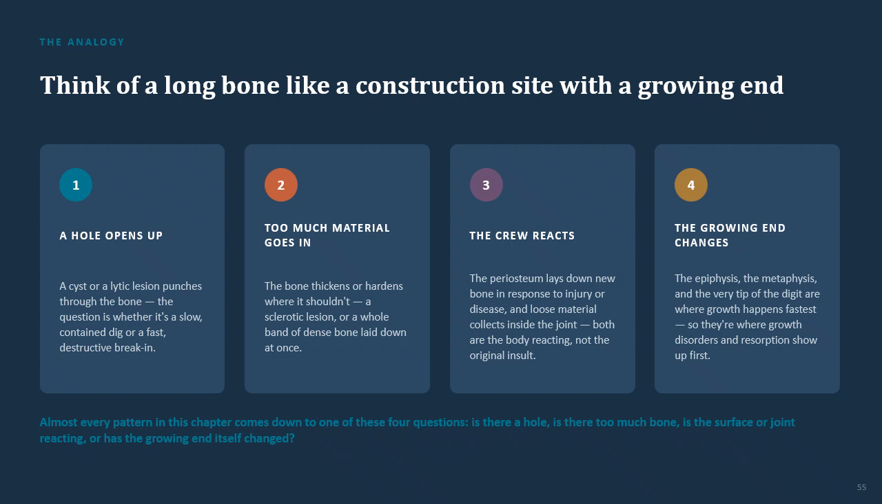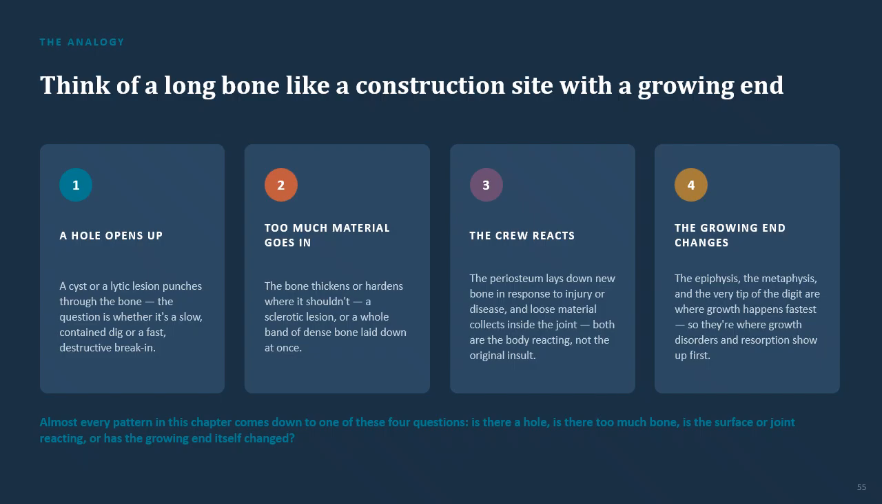So first, a hole can open up in the bone, and this gives us a clue to some of the lytic or cystic type appearances. Then we're going to ask, does it look like it's growing slow, or it's well contained, or does it look like it's very aggressive and very destructive? All right, so that's the first thing that we're going to think about.